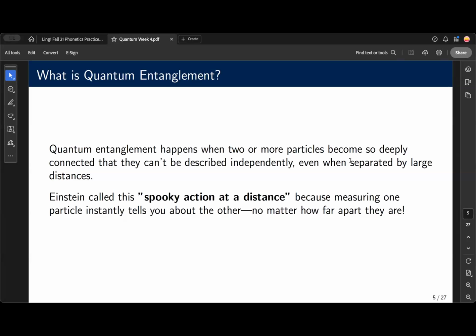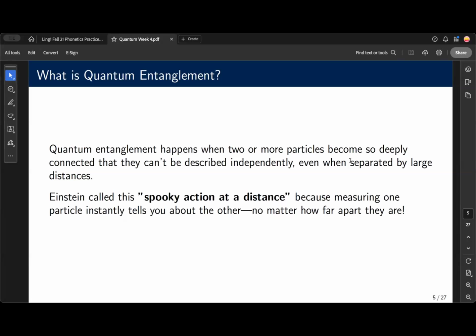And this is a good point. Einstein called this the spooky action at a distance, because measuring one particle instantly tells you about the other, no matter how far apart they are, which is kind of crazy to understand. If you cannot even see the state of the other object, how can you tell anything or state anything about it? So that is one of the key aspects of how quantum entanglement works.